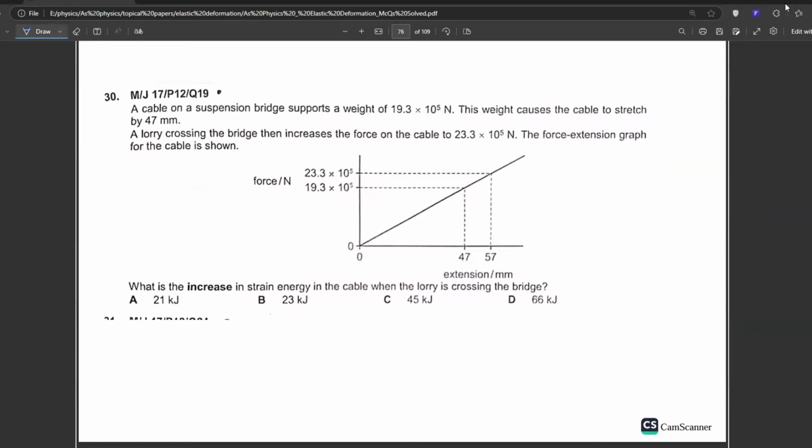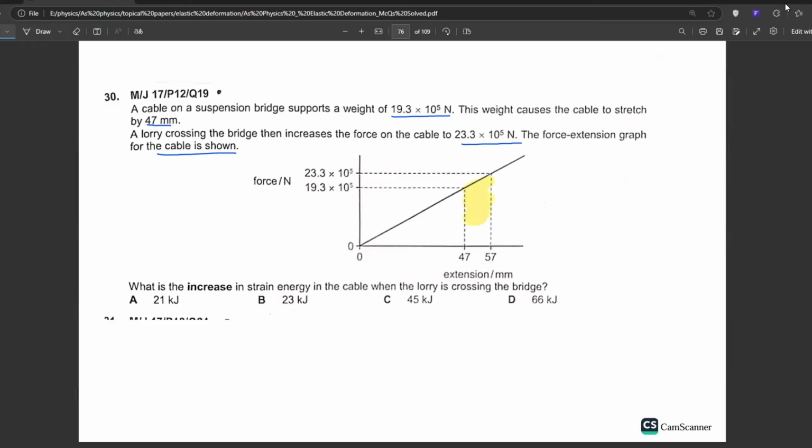Let's see this. A cable on a suspension bridge supports a weight of this. This weight causes the cable to stretch by 47 millimeter. Perfect. A lorry crossing the bridge then increases the force of the cable to this. The force versus extension graph for the cable is this. Perfect. What is the increase in strain energy of the cable when the lorry is crossing the bridge? We have to calculate this additional strain energy.